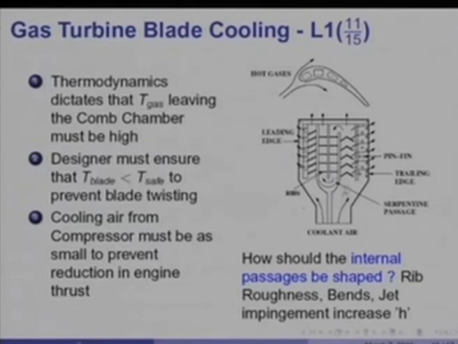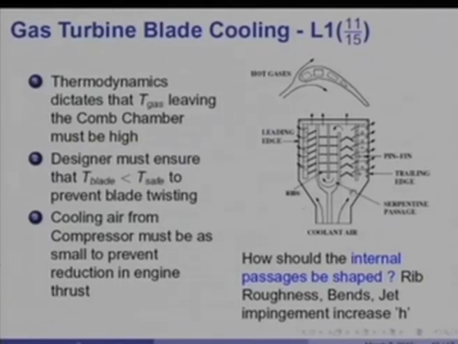He must obtain high heat transfer coefficients inside the blade so that its temperature is low, and he must make sure that the amount of cooling air required to do this is also very small. So, the question then arises, how should internal passages be shaped? What I have shown here is a very typical arrangement inside a blade.